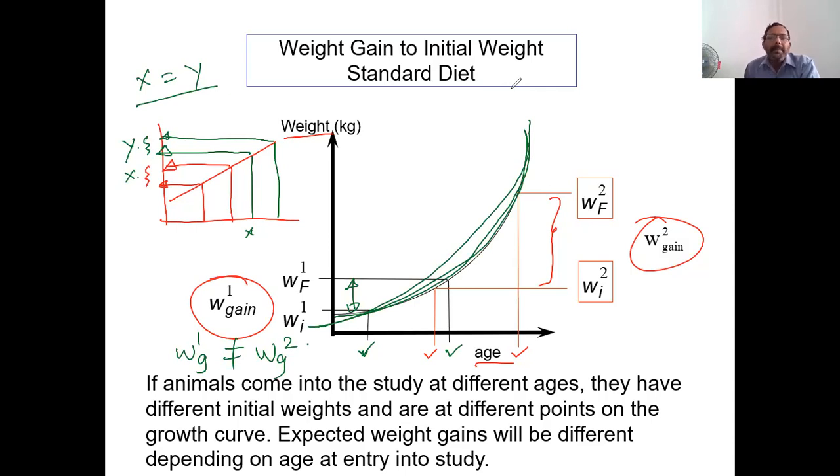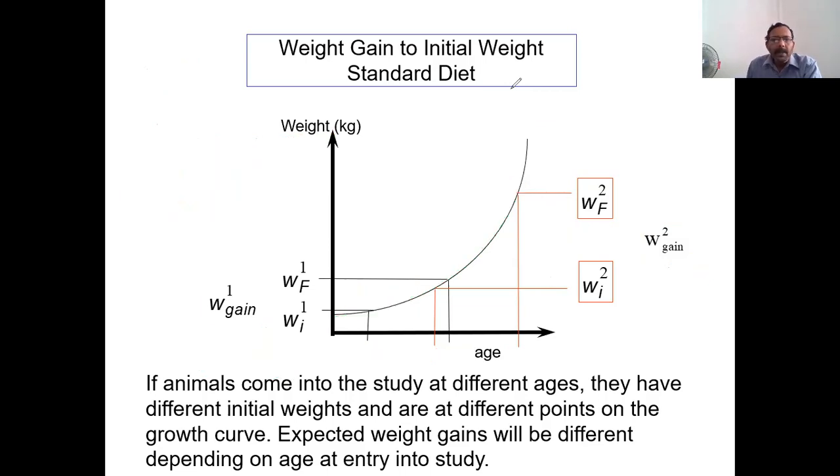Therefore, this is a problem, right? This is the situation. So you can read the weights at different points on the growth curve. Expected weight gains will be different depending on the age of entry of these animals to the study, right? Depending on the age of entry of this animal to the study, the weight gain will be different, right?